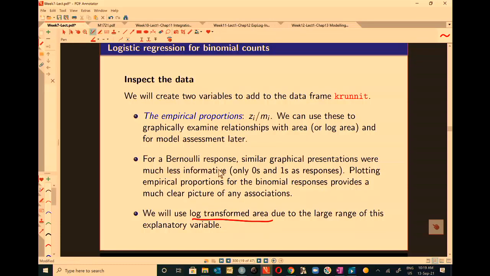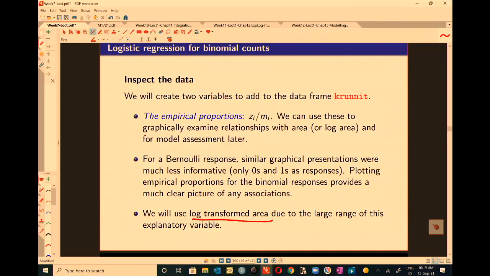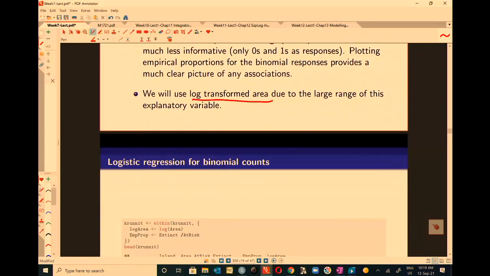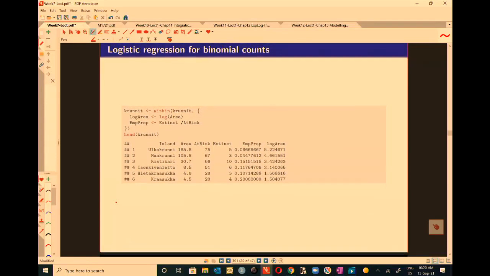We know that if you take a look at the empirical proportions Z over Mi, that's something that will relate to the area in the model as we go through this. So log transformed is one thing we'll do with the data. So here is the transformation of the data, log area and the empirical proportions, both have been calculated here. So what's going on is within CRUNIT, it adds those variables to this data frame CRUNIT, so it adds to it the log area and also adds to it the empirical proportions as we've got it from the data itself. Stop there for a second.